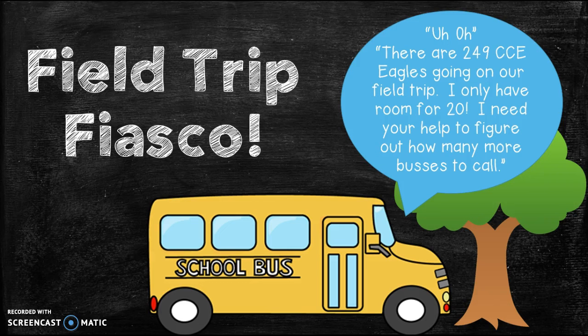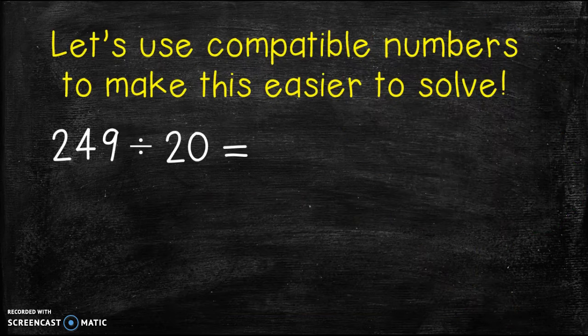So back to our field trip fiasco problem. We have 249 Eagles going on our field trip, but each bus can only hold 20 kids. So let's estimate first by using compatible numbers to make this easier to solve. If we're using compatible numbers, we would want to change that 249 into something that is easier to divide by 20.